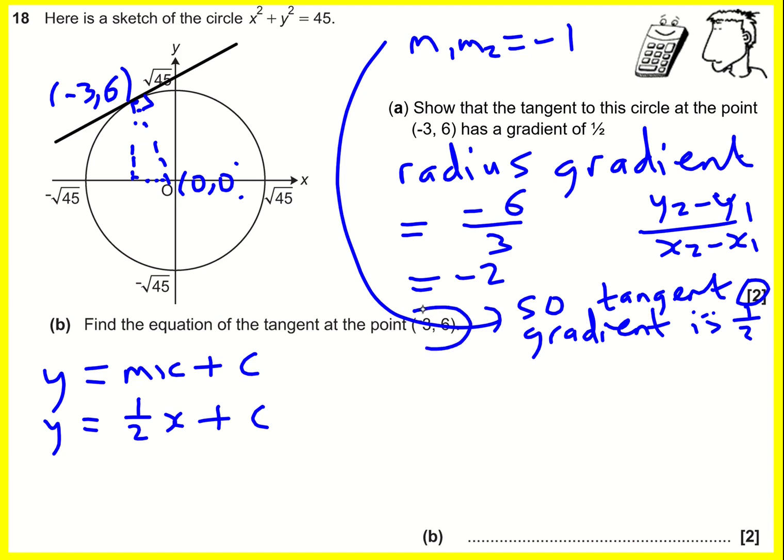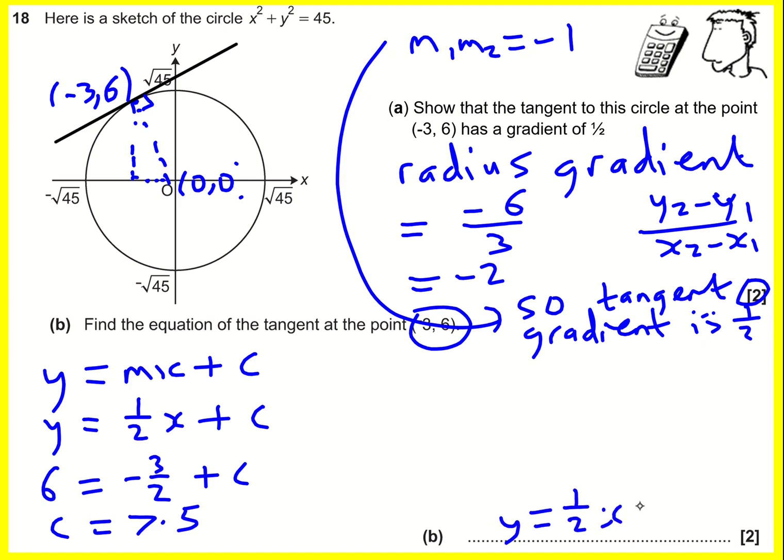Well, this is where we use this point. We can substitute the coordinate in and find the unknown. So it must be that 6 is equal to -3 over 2, because I've just times half by -3, plus c. And therefore c is going to be, well, that's 1.5, so c is going to be 7.5. I'm going to write it as a decimal here. You could put all this in your calculator. So finally, y is equal to half x plus 7.5.